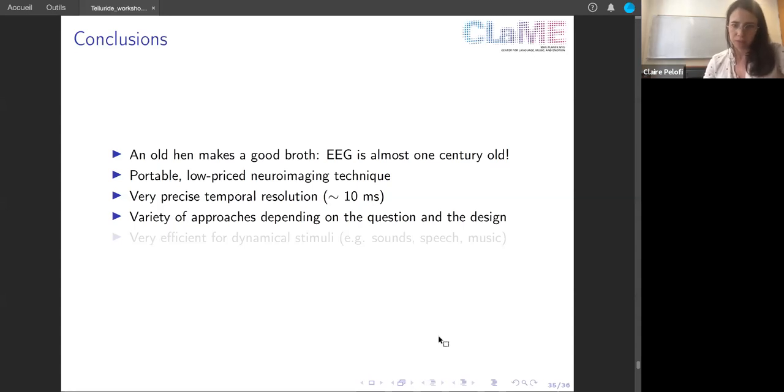There are a variety of approaches depending on the stimulus, the design, and the question or the framework that you're putting yourself in. And of course, because of its temporal resolution, it's very efficient for looking at the response to dynamical stimuli, which, for instance, sound, speech, and music are very well fitted for EEG analysis. Okay, I'm done.